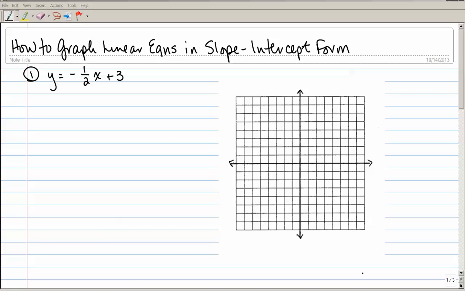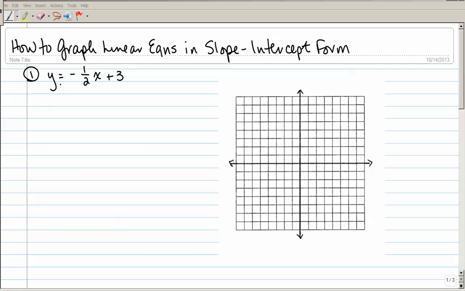Here's how to graph a linear equation in slope-intercept form. Recall that slope-intercept form is an equation written in the form y equals mx plus b. So the first thing we'd like to do is identify our m, our slope, and our b, our y-intercept.